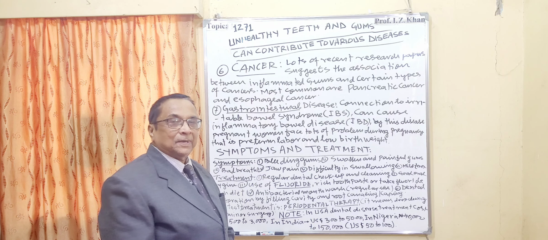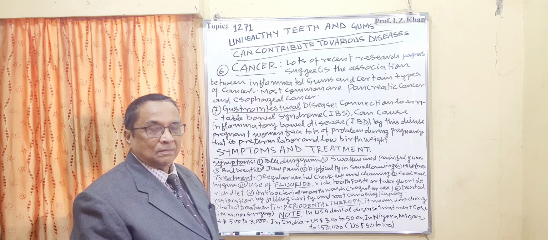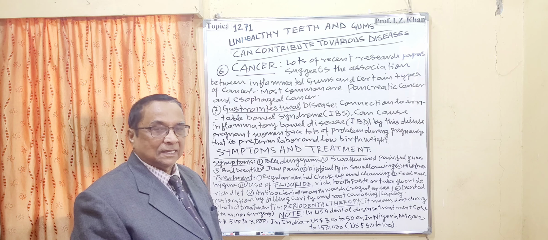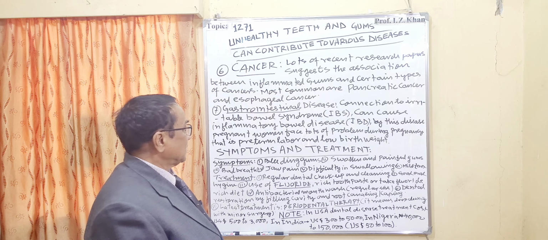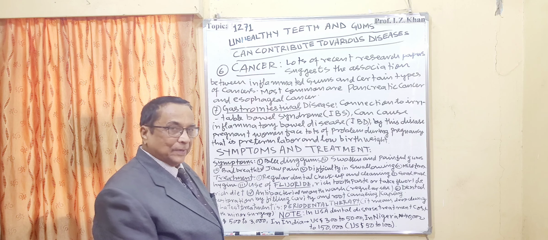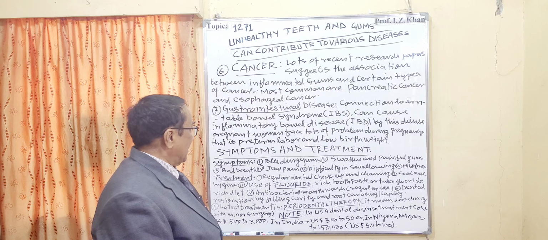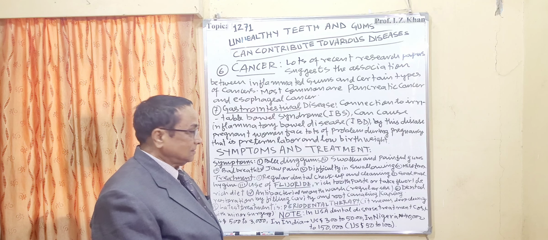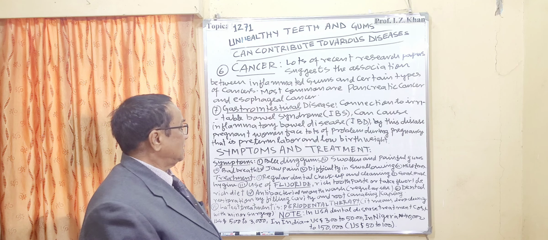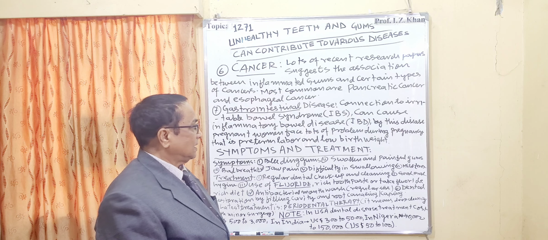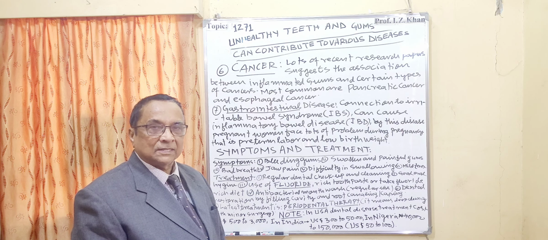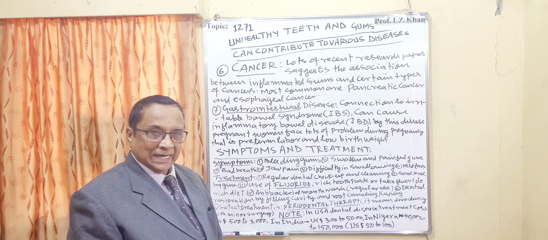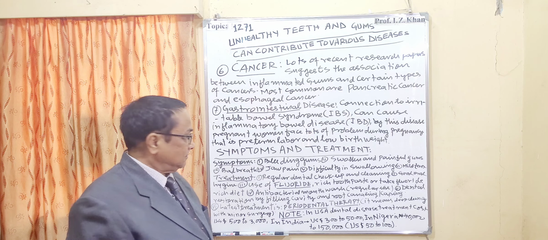Symptoms and treatment of your gum and teeth, that is healthy teeth and unhealthy gum. Symptoms: bleeding gums, swollen and painful gums, bad breath, jaw pain, difficulty in swallowing, and sometimes you get a mild fever. These are all the symptoms of your unhealthy oral condition.